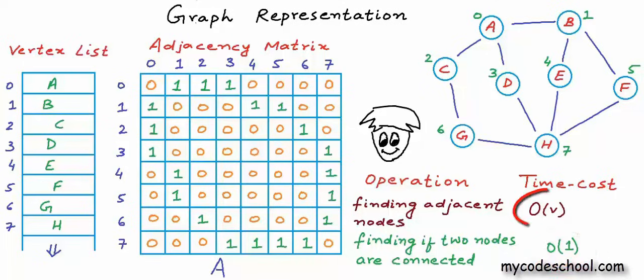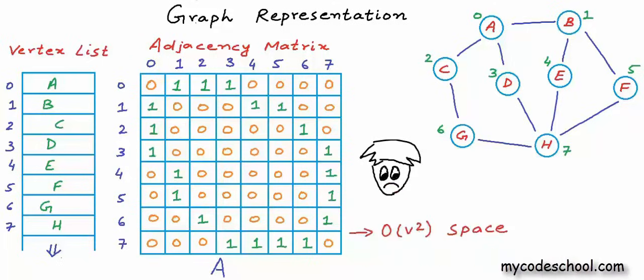And it costs big O of V, where V is number of vertices, to find all nodes adjacent to a given node. But we also saw that adjacency matrix is not very efficient when it comes to space consumption. We consume space in order of square of number of vertices.